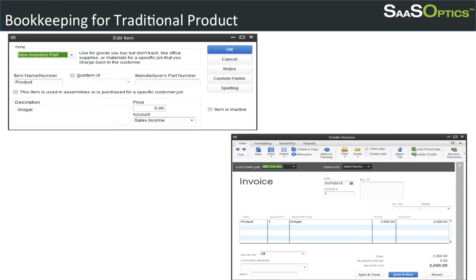So the bookkeeping for a traditional product: you set up your items. In QuickBooks Desktop, they're called items. In QuickBooks Online, they're called products. But in both, you have a name. In this case, I called my product, my item, just product. I could have called it widget or something. It doesn't matter.